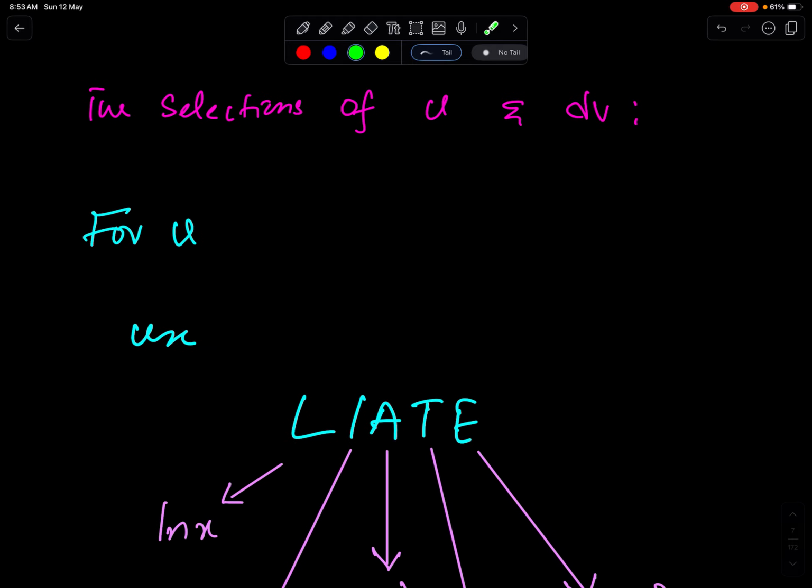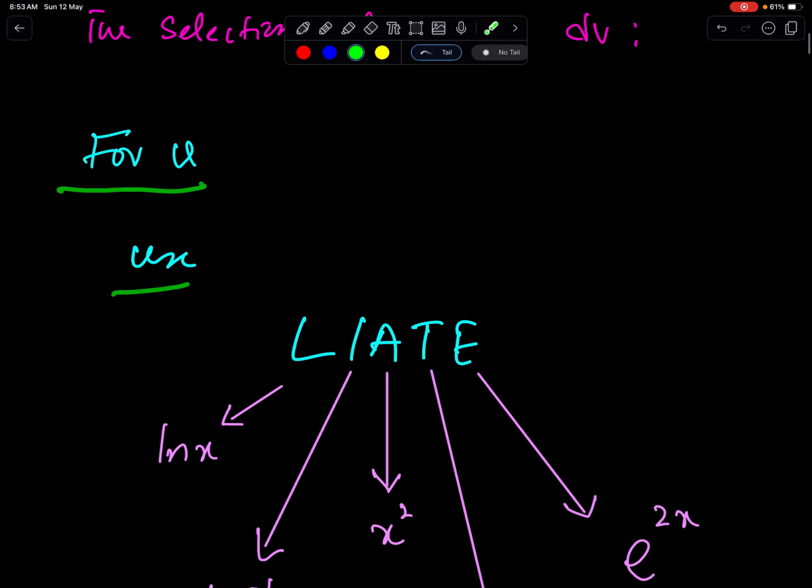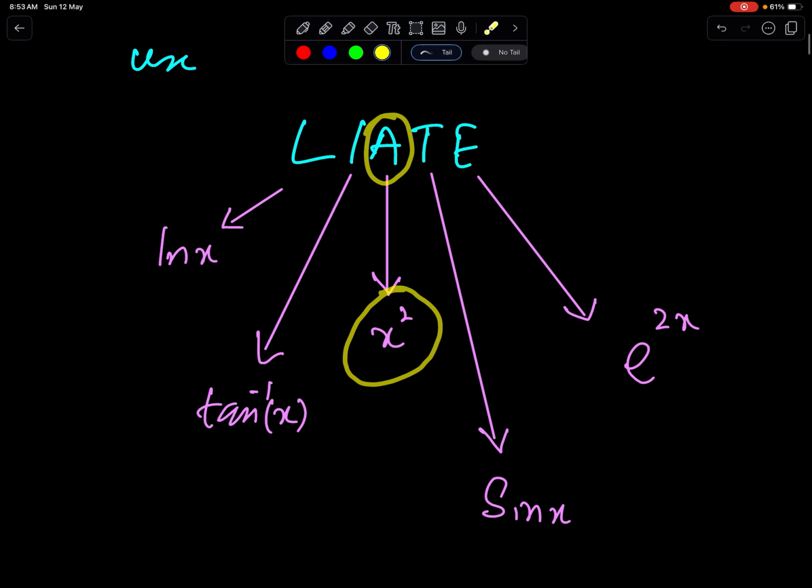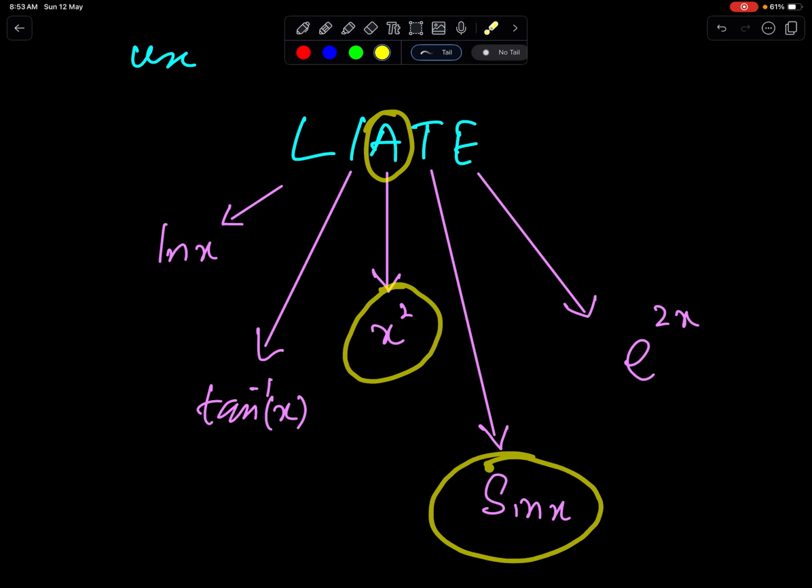While using integration by parts, we need to select two functions, u and dv. For the selection of u, we use the arrangement of the letters of the word LIATE. In LIATE, L stands for ln x, I for inverse trigonometric functions like tan inverse, A for algebraic functions, T for trigonometric functions, and E for exponential functions.